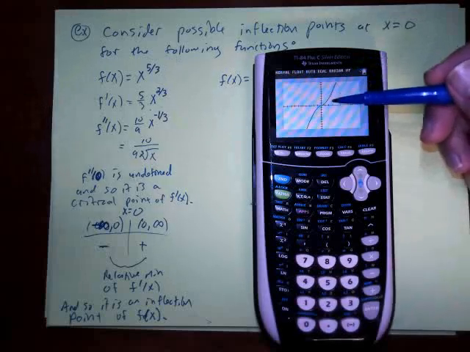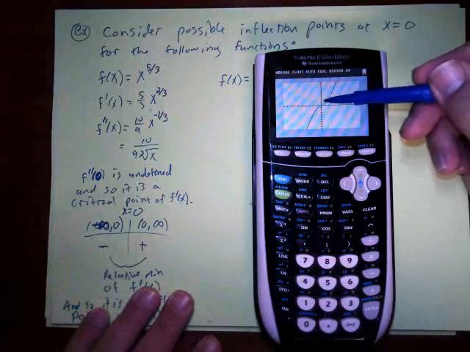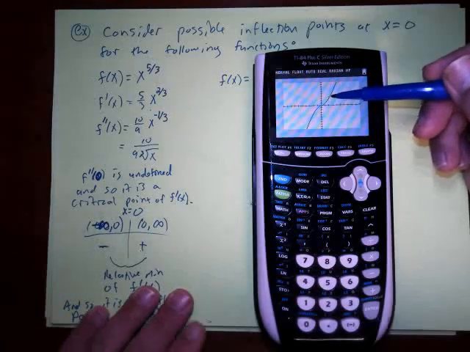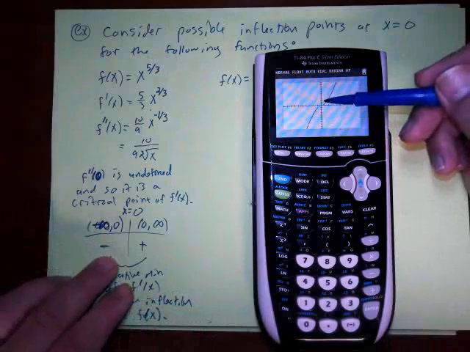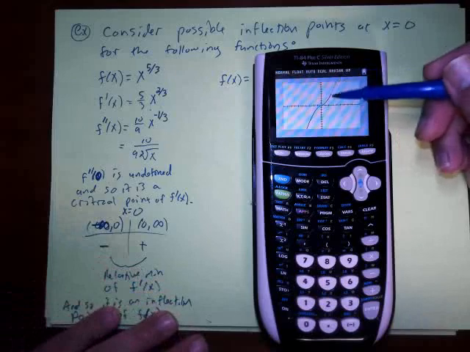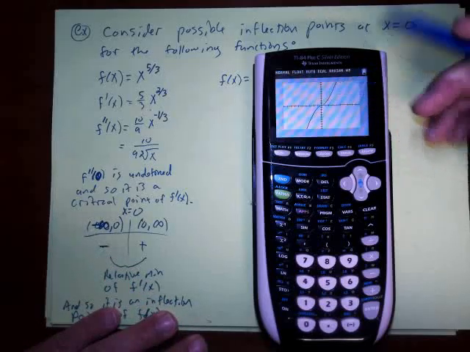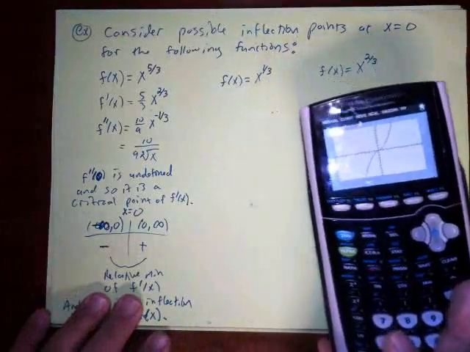And so we see that at 0, it's kind of concave up here and then concave down. So this being concave down, the first derivative is decreasing, and then the first derivative is increasing, and it changes its concavity at this point. Okay, so that's the idea there.